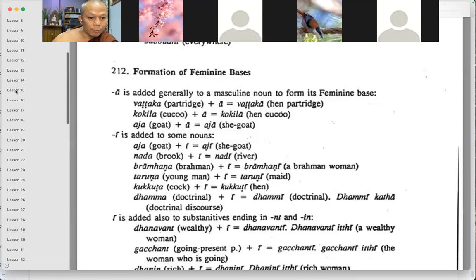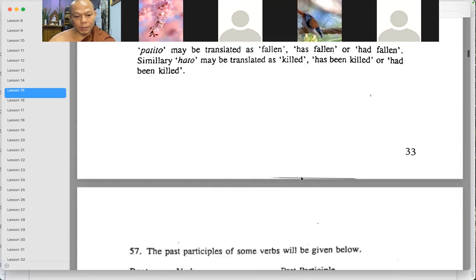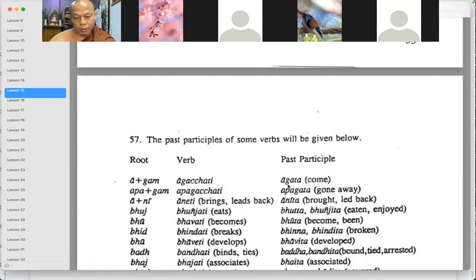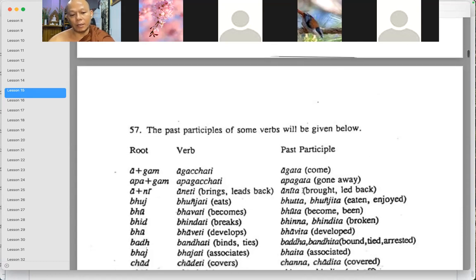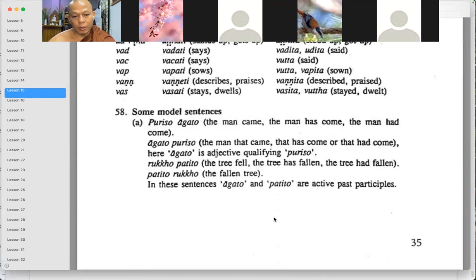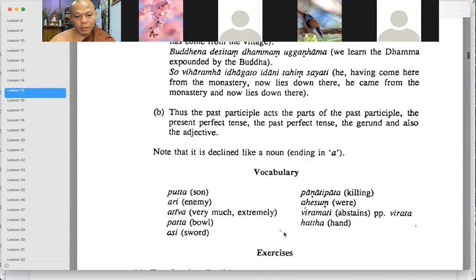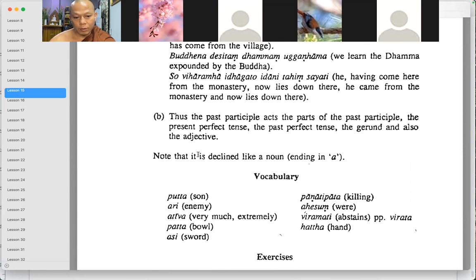In lesson 15, we often formed the past participle by adding it, like the agata or abagata. All of them are adjectives, so they can take three genders. But the feminine is not included here because we have not learned the feminine gender noun yet. So here it declines like a. Maybe in lesson 22.